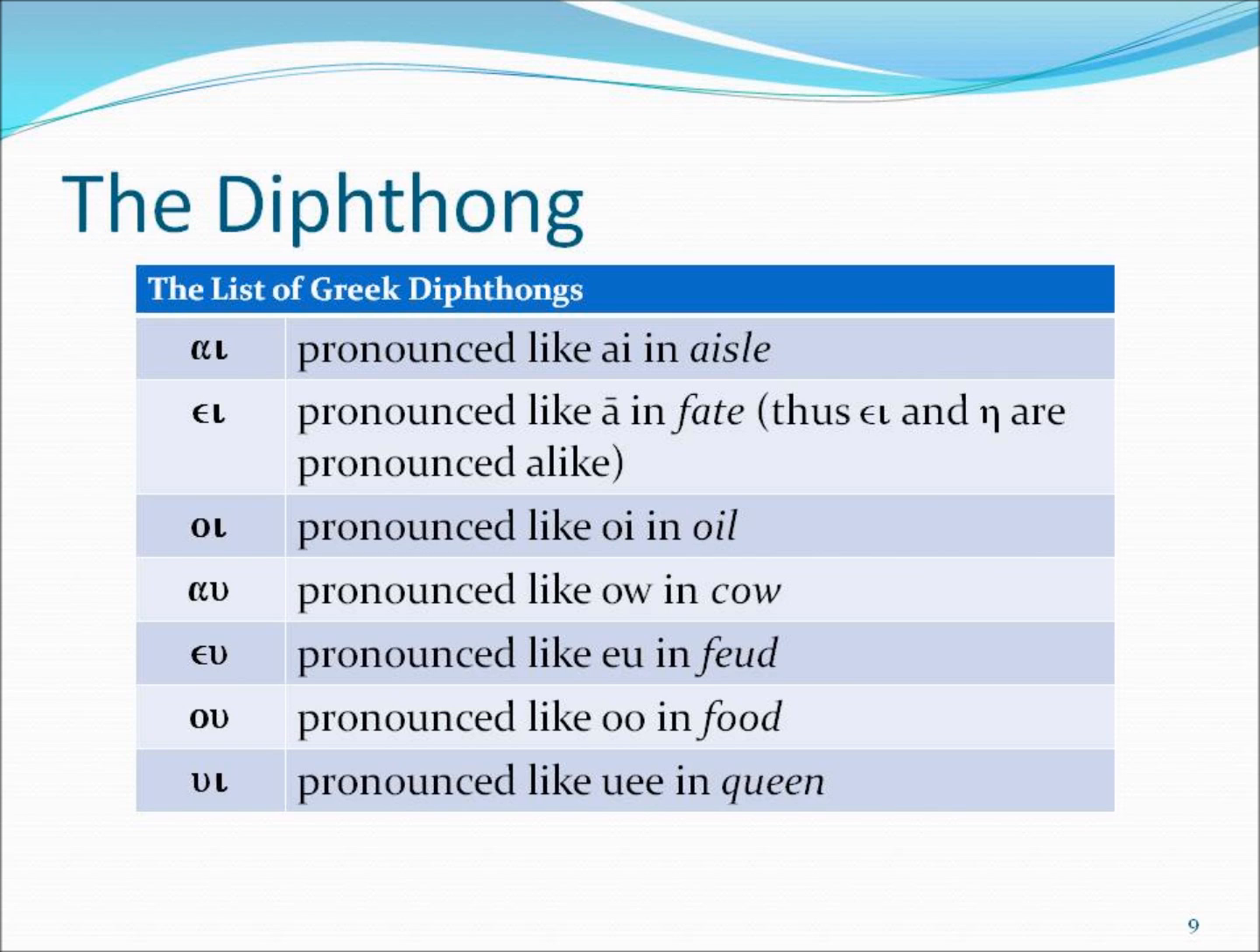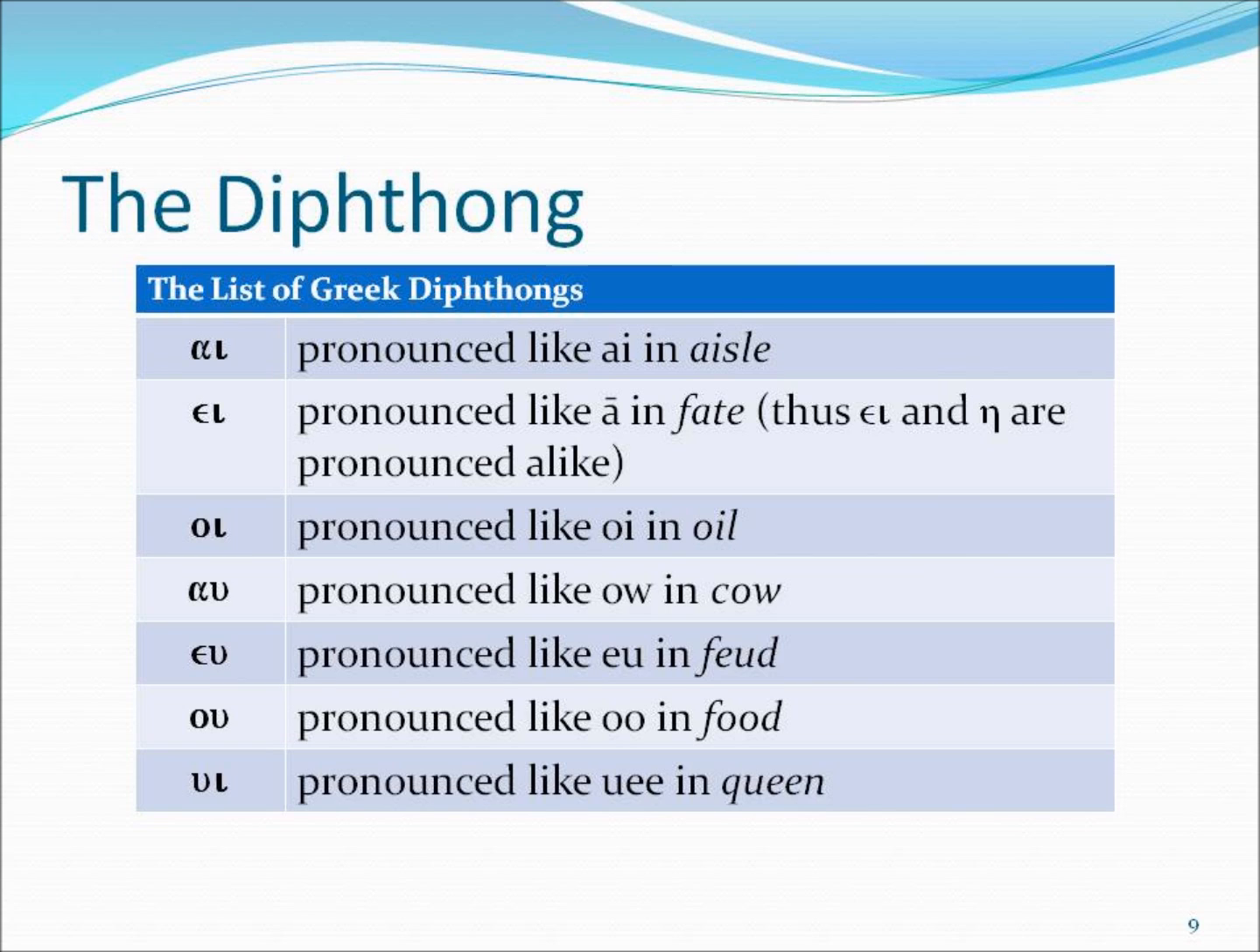The second diphthong is an epsilon iota. This is pronounced like a long A, as in fate. Thus, epsilon iota and eta are pronounced alike. The third diphthong is oi, and it's pronounced like oi, as in oil. The fourth diphthong is pronounced like an OW, as in cow, owl.